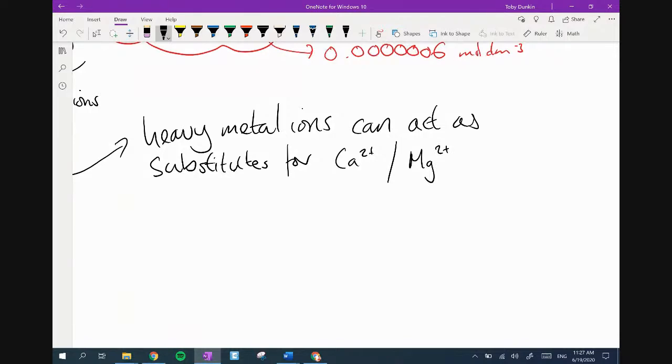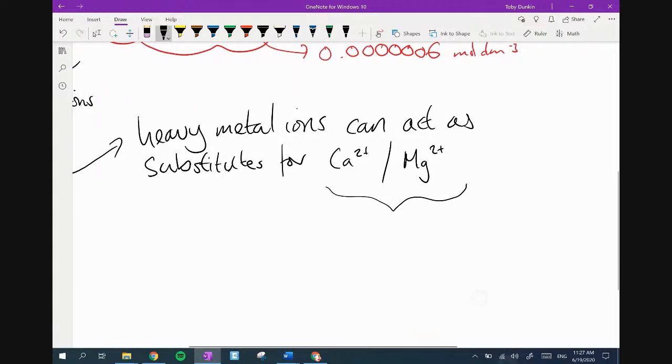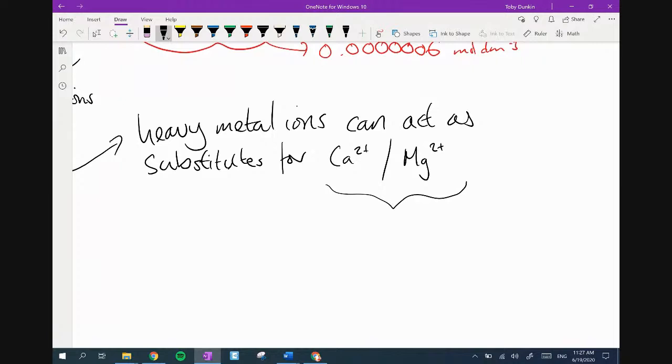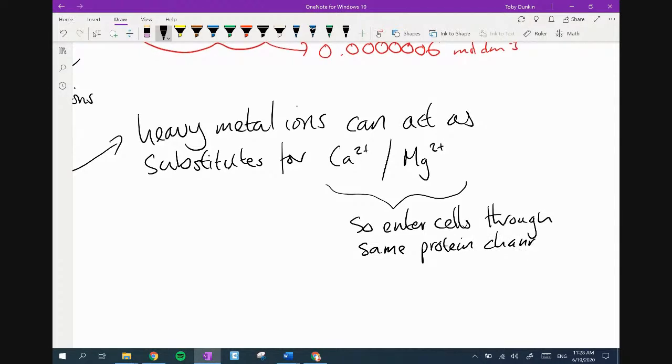These ions here are absorbed through your various protein channels in your cells, and the heavy metals will be absorbed instead of them. And of course, they're highly toxic. So once they enter the cell, they'll kill it. Heavy metal ions enter cells through the same protein channels, killing the cell. So they're highly toxic.